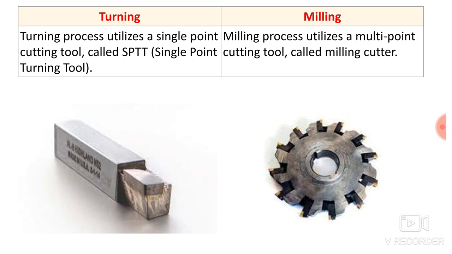Then the milling process utilizes a multi-point cutting tool called as milling cutter. So here the second image is nothing but milling cutter, and this milling cutter has multiple cutting edges. In single point cutting tool the cutting is done only with the help of one point, that is nothing but the nose of single point cutting tool. Whereas in milling cutter the cutting is done with the help of multiple inserts. So that is why it is known as multi-point cutting tool.